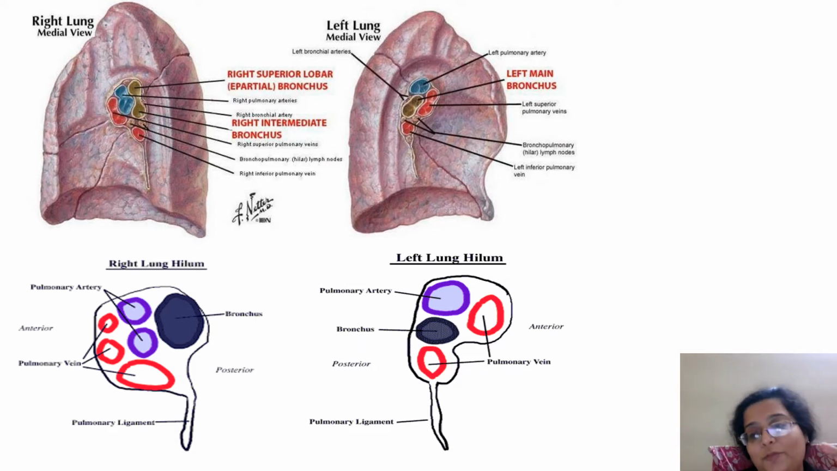Very important question. I'm giving you a bigger hint. One carries oxygenated blood, one carries deoxygenated blood. Hence, the color is red and blue. But why is the artery blue? And what is the difference between pulmonary artery and vein and bronchial arteries and veins?